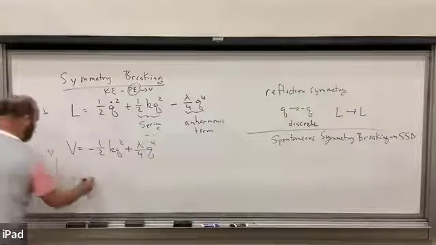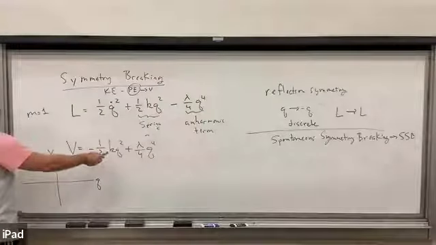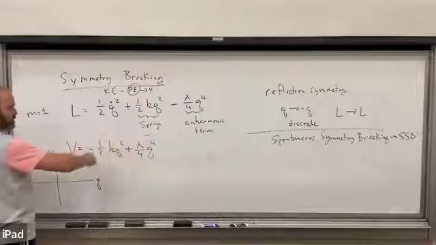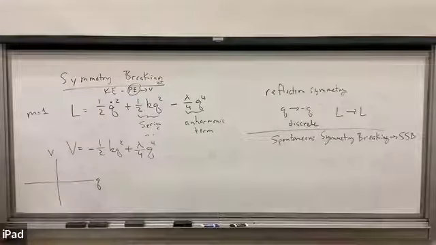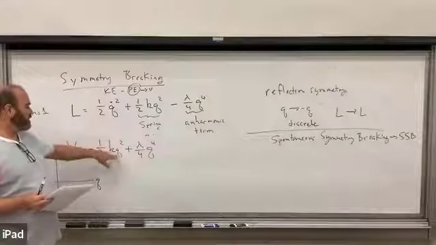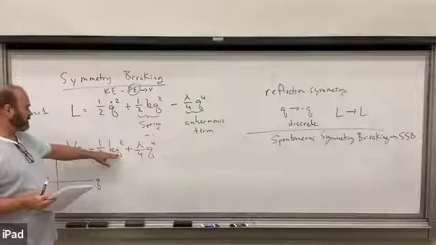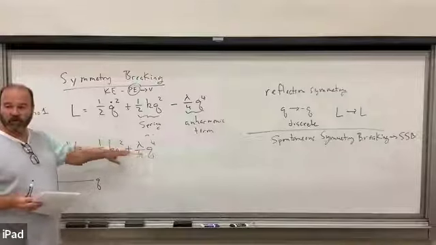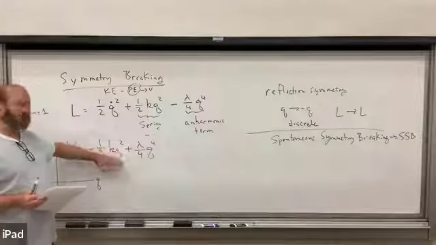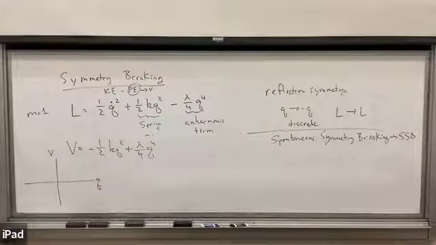So here's V as a function of q. Close to the origin, this term is going to dominate. For very, very small q, you might say maybe it depends on k and lambda. Well, not really, because this is to the 4th and this is squared, so this is going to dominate at lower q. So let's take k, the spring constant, and lambda, the anharmonic piece, to be of the same order.